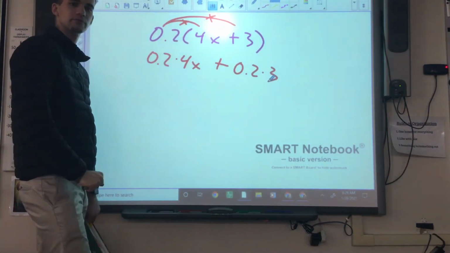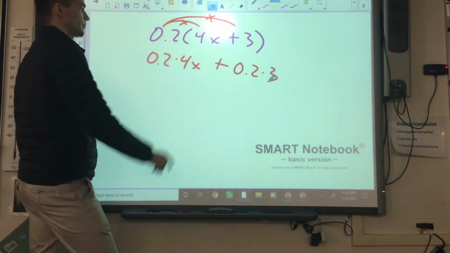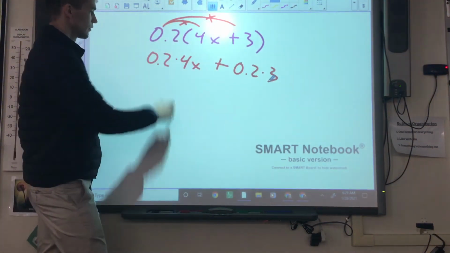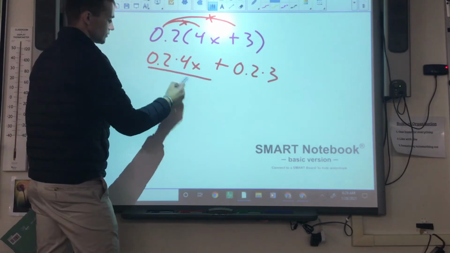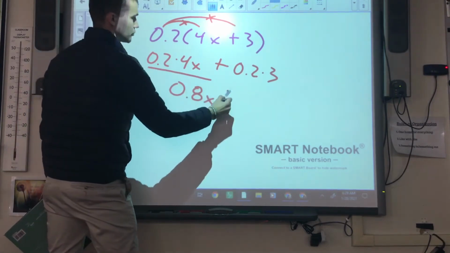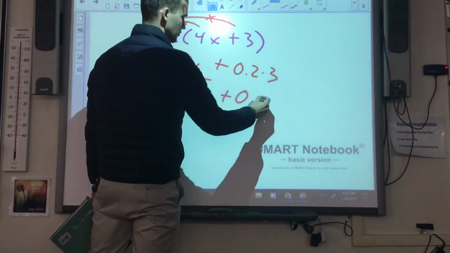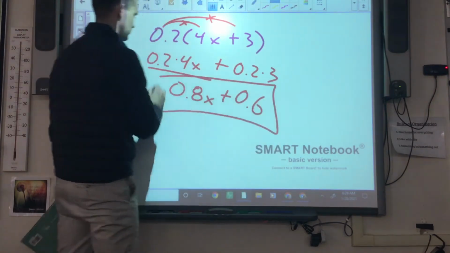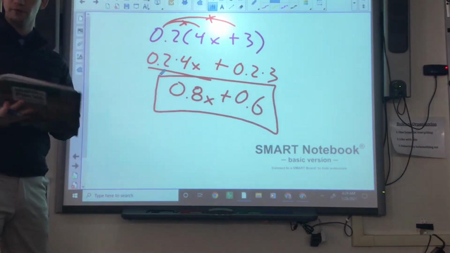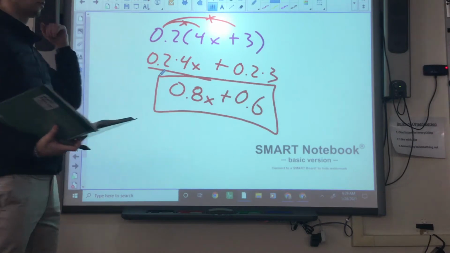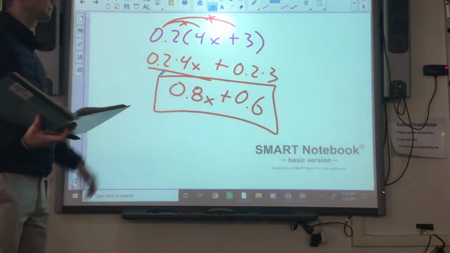Rainbows for knowing that you're using the distributive property and your multiplication symbols. 2/10 times 4x is 8/10 x, plus 2/10 times 3 is 6/10. And look at that, you got your answer from there. So it's really similar to what you guys have been doing. Only thing is, now we're using decimals, right?